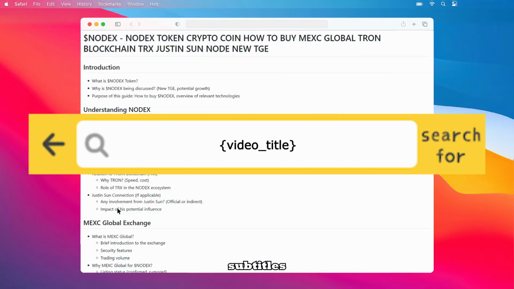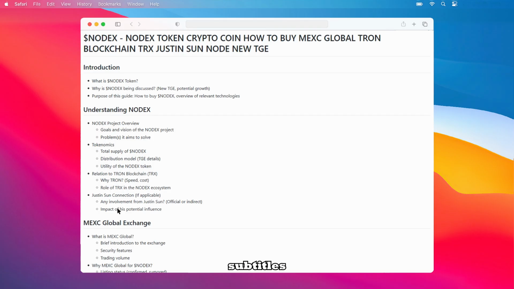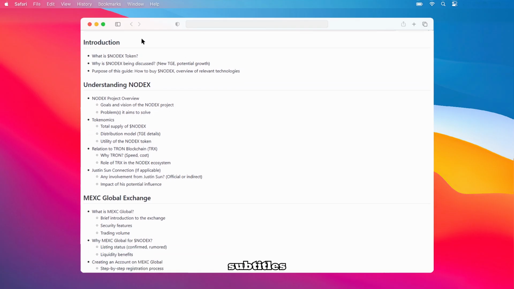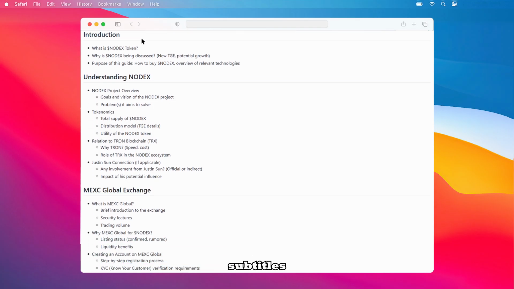Today we're diving into the world of NODEX, a new crypto coin operating on the Tron blockchain. First, let's understand what $NODEX token is and why it's gaining attention, particularly because of its new token generation event. This guide will show you how to buy $NODEX and explain the relevant technologies involved.